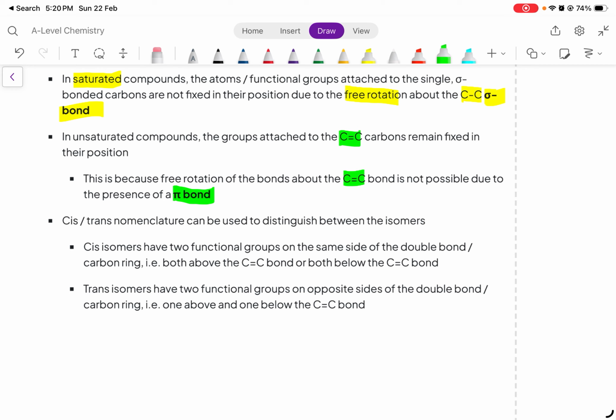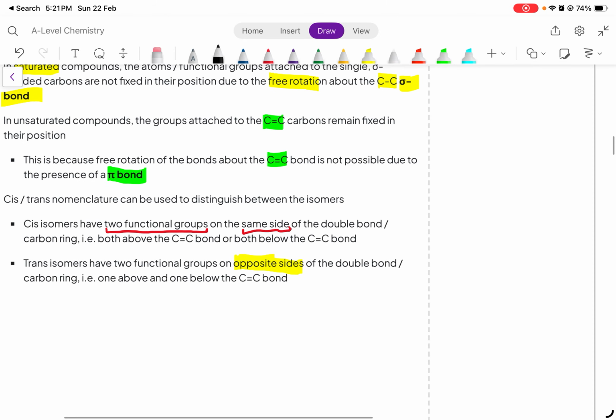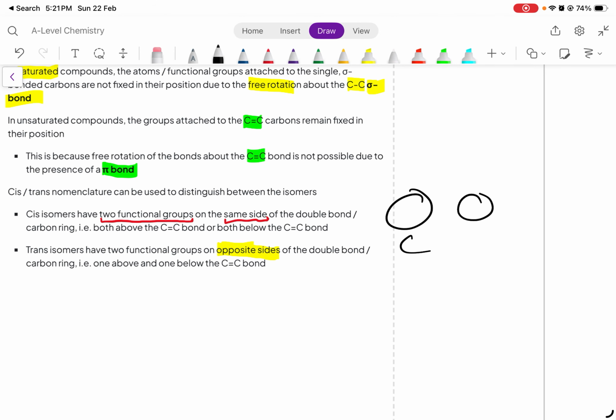Another thing with the overview of cis and trans is that cis means two functional groups on the same side. However, if it's trans, it is also two functional groups, but they must be on the opposite sides. So for example, if it's the same side, that means here and here, so this is our carbon. Or it can be here and here, that's the same side.